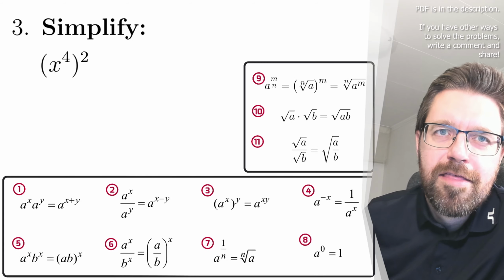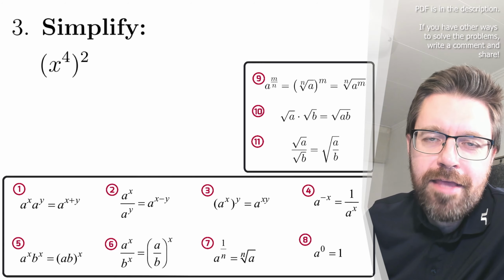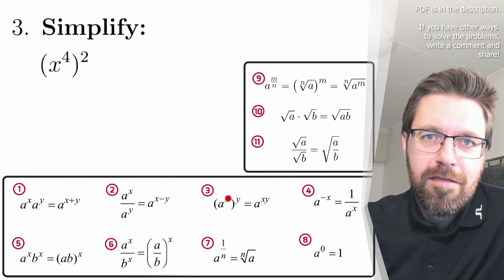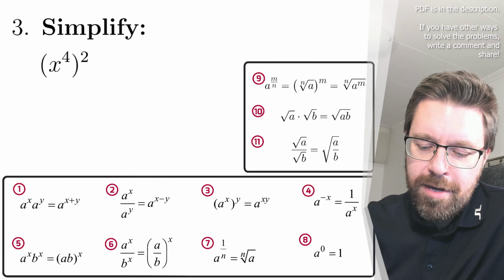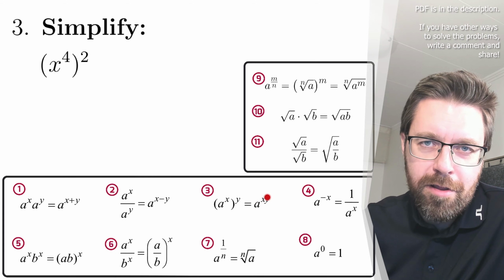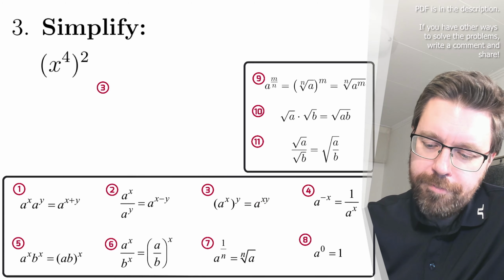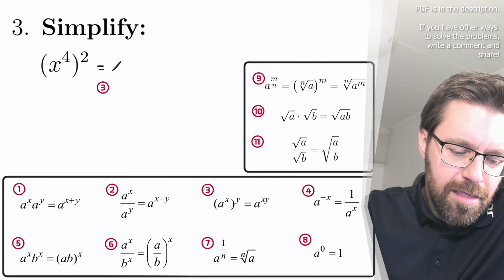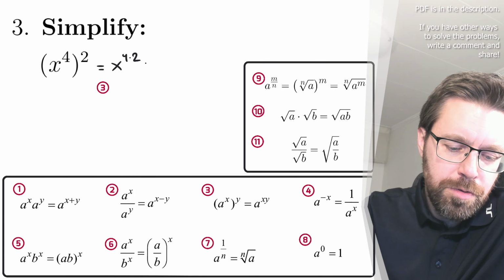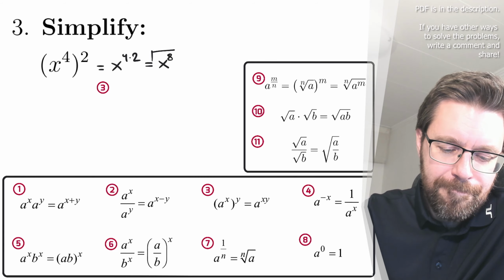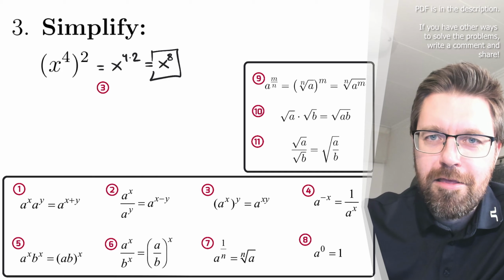Number 3, simplify x raised to 4 and then raised to 2 again. This is rule number 3, and it tells me that you can multiply the exponents with each other. So the only thing that we have to do is take x raised to 4 times 2, and then it equals x raised to 8. And this is the answer.